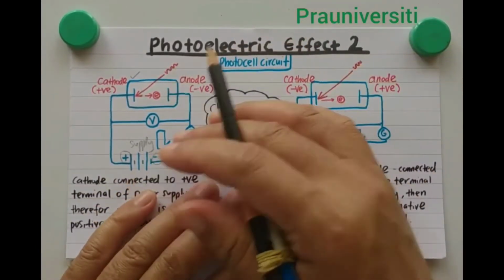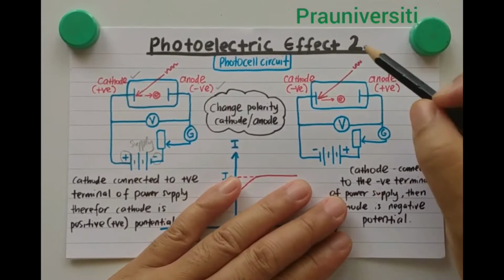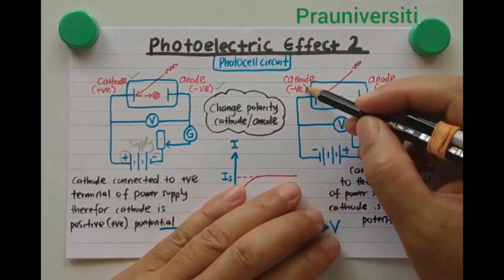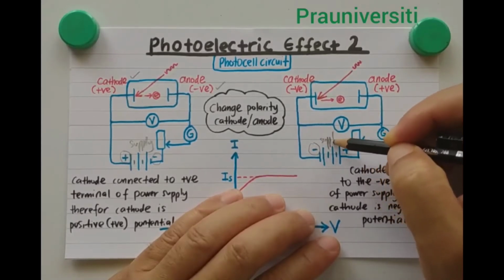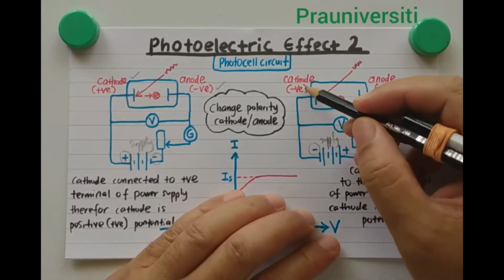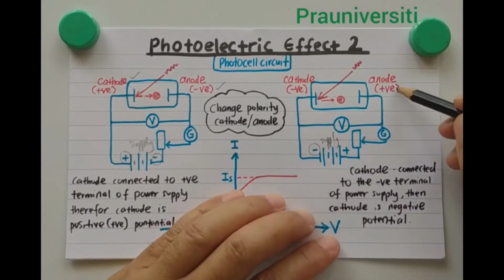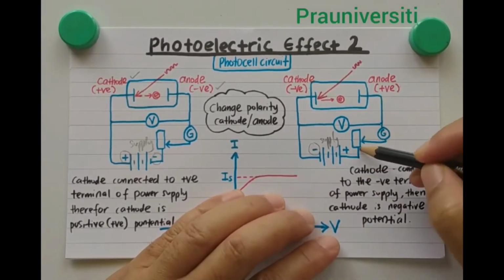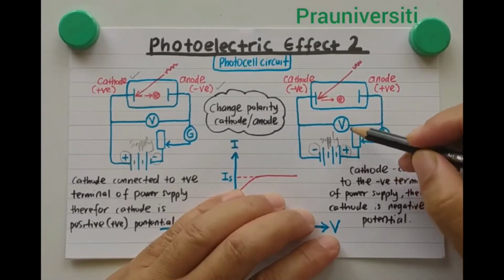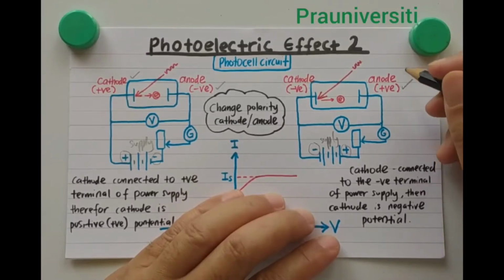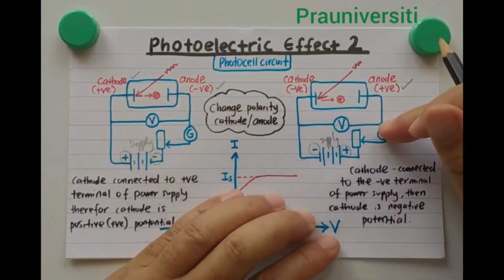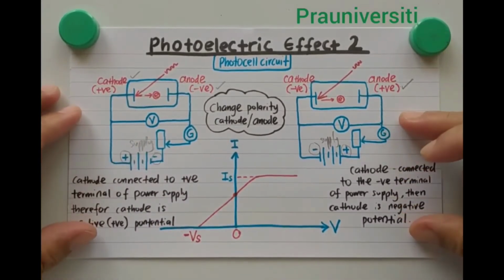Okay, so we go for the second circuit. In the second circuit, the cathode is connected to the negative terminal of the power supply, so that means the cathode is the negative potential. Here is the anode. The anode is connected to the positive terminal, and of course the anode is a positive potential, high potential. So that means we know the difference between the first circuit and the second circuit.